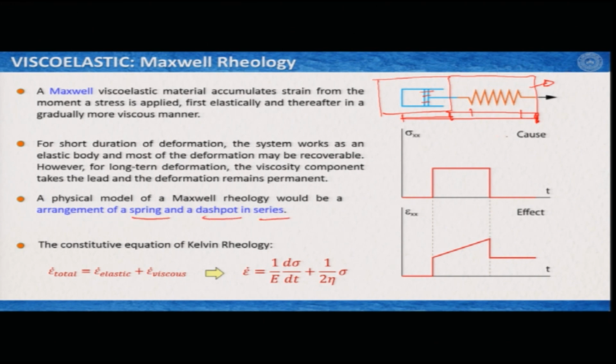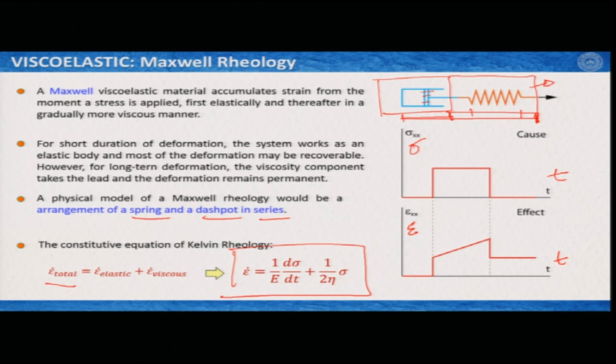Now, once we do it in series, the equation is very straightforward. So total strain rate is the sum of the strain rate of the elastic and the strain rate of the viscous components. And if we expand or resolve this equation, then it takes this little complex shape. And here again we have the stress and time, and here we have again the strain and time curve.